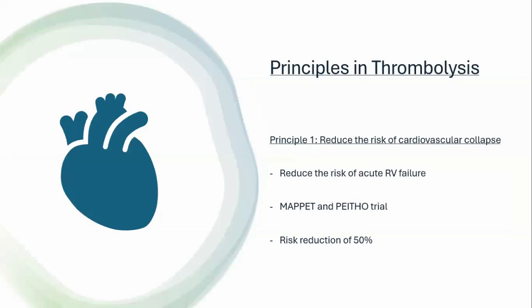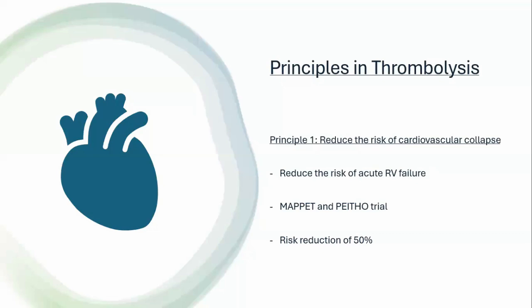The first principle is you want to reduce the risk of cardiovascular collapse. So you're aiming for an immediate reduction in pulmonary vascular resistance, which will essentially improve your right ventricular function and relieve the strain. This was well described in the two multi-center RCTs, the MAPPET and the PEITHO trial, that confirm if you give thrombolysis in the appropriate patient, you reduce the risk of hemodynamic deterioration.